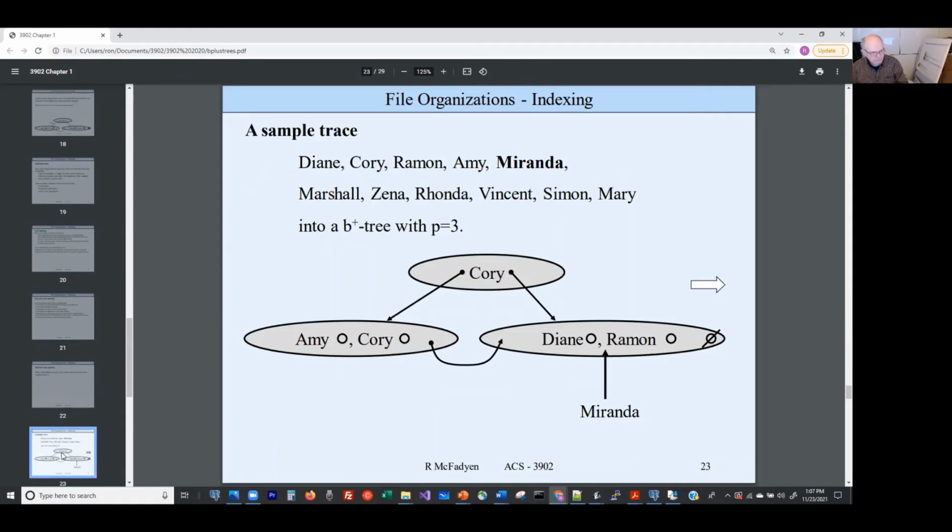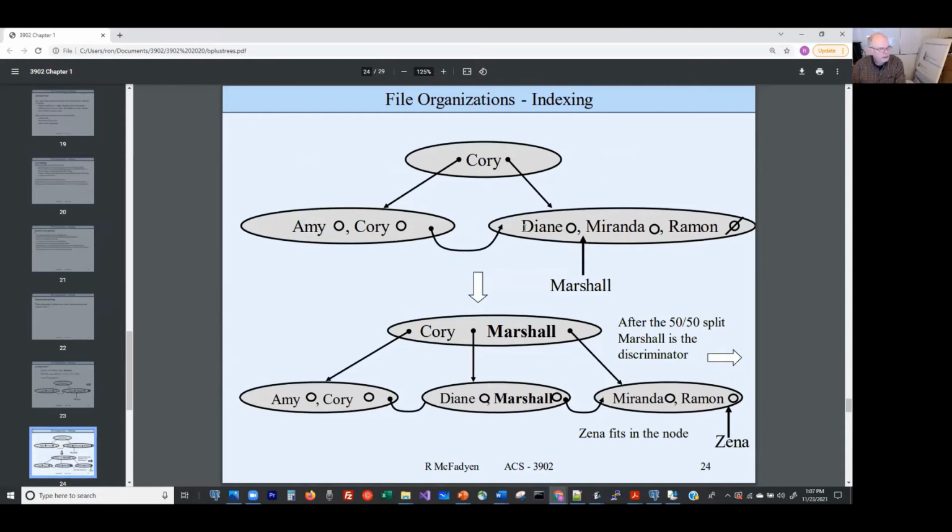Let's carry on. The next key value to be inserted is Miranda. A search of this tree, starting at the root, tells us that Miranda is greater than Corey, so we go to this particular subtree, which is now a leaf node, and so Miranda belongs here. It should be Diane, followed by Miranda, followed by Raymond. And so that's the situation we have.